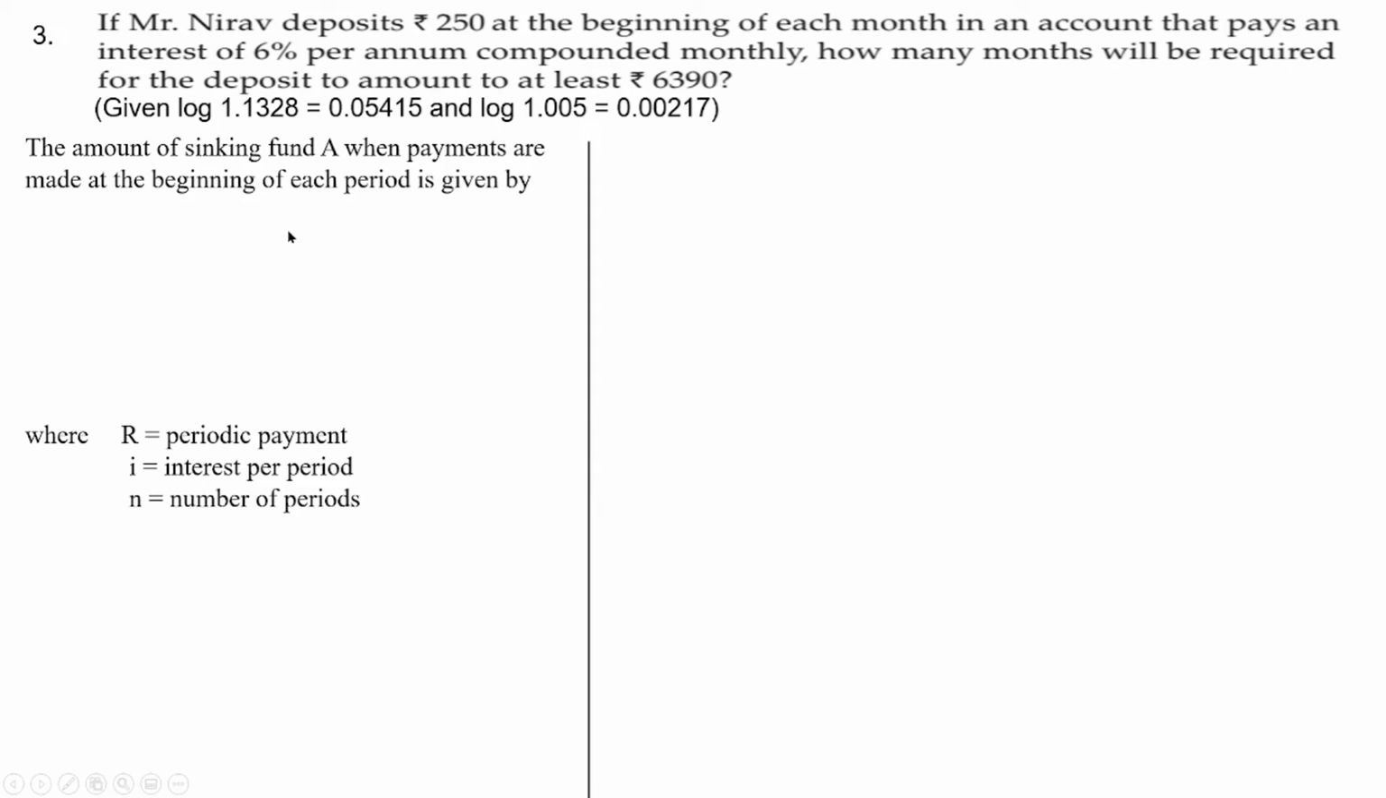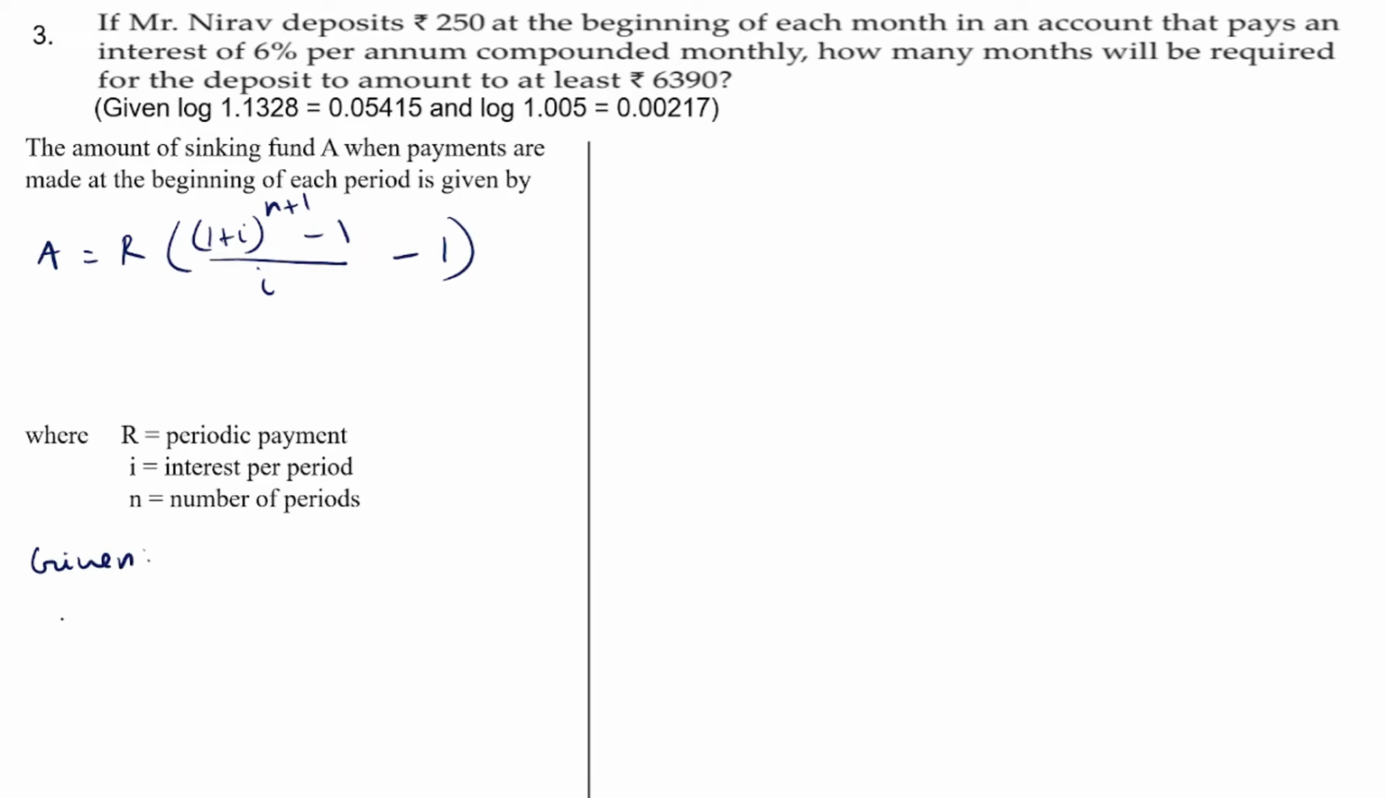The amount of sinking fund A, when the payments are made at the beginning of each period, is given by A is equal to R into (1 plus I) the whole raised to N plus 1 minus 1 upon I, minus 1. So this is the formula when the payments are made at the beginning of each period, where R is the periodic payment, I is the interest per period and N is the number of periods.